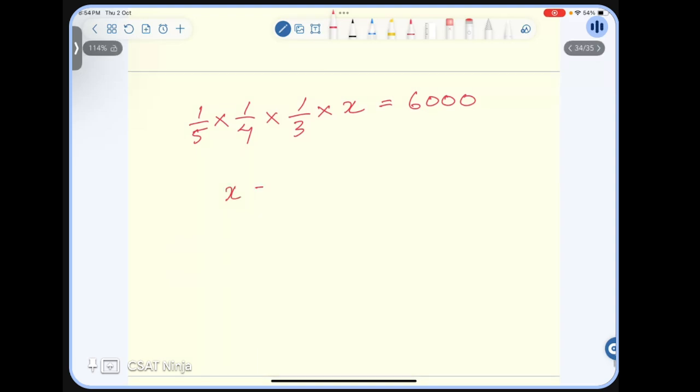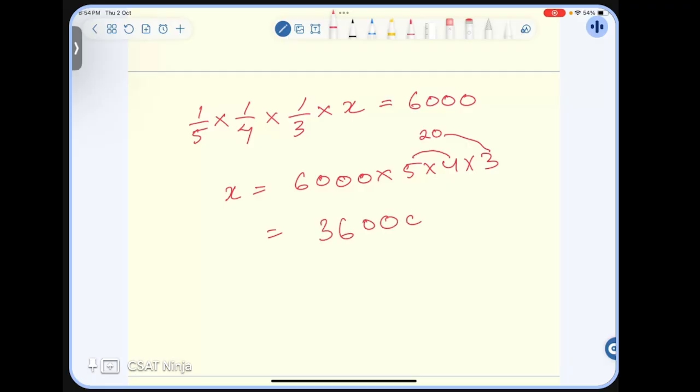So x is equal to, if I transfer the denominators to the other side, they go to the numerator: 5 into 4 into 3. Always remember, if you want to multiply a bit faster, multiply 5 with an even number. 5 into 4 is 20, and 20 into 3 is 60. So the answer should be this one, I guess, if my multiplication is not wrong. Are we clear with this?